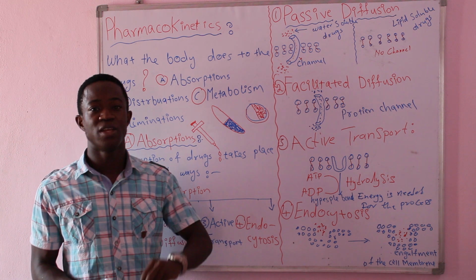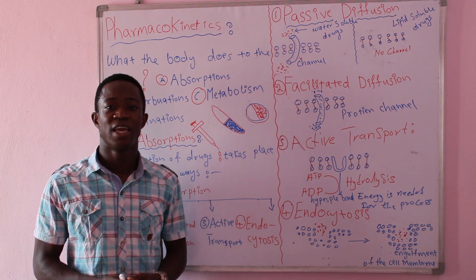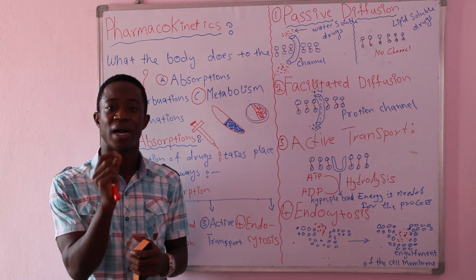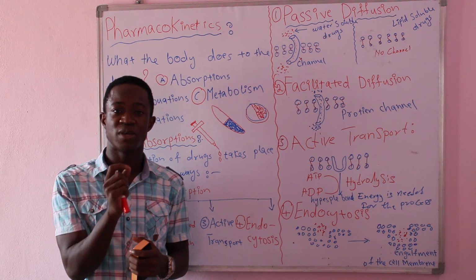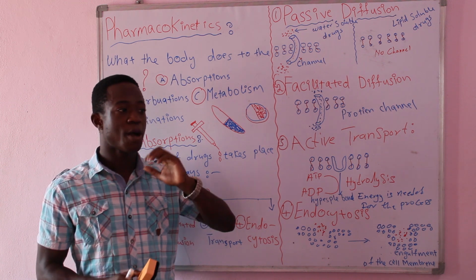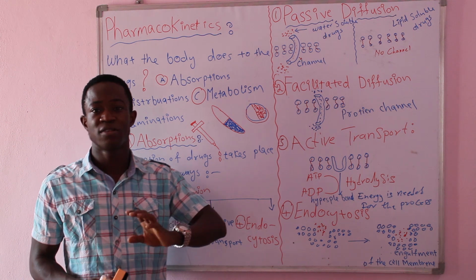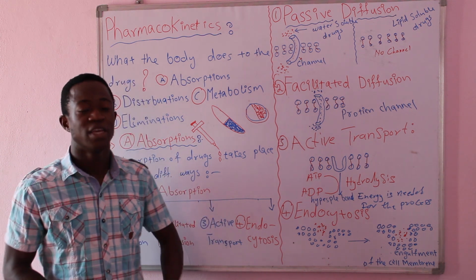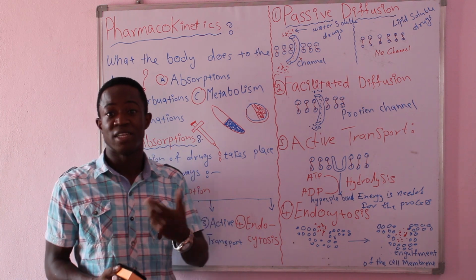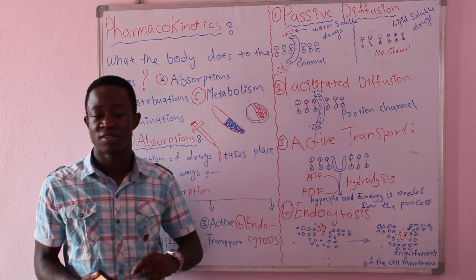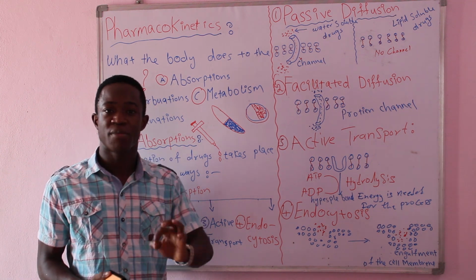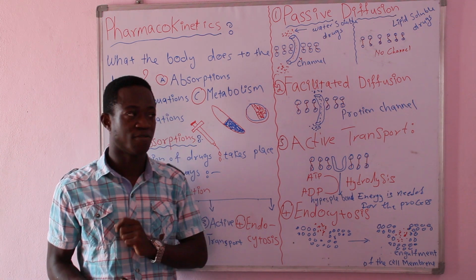When drugs enter the liver for metabolism, they are biotransformed, called biotransformation. When it undergoes biotransformation, it goes to the kidney for elimination. The kidney is the primary organ for drug elimination. But there are other organs that also eliminate drugs, like the skin, the salivary glands, the earwax, and the rest of them. But the kidney is the primary organ for elimination of drugs.